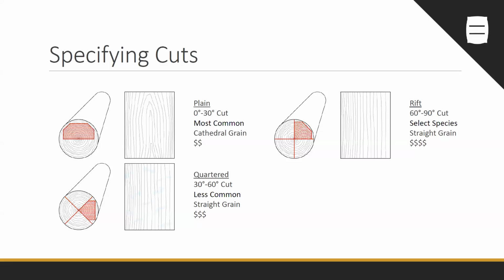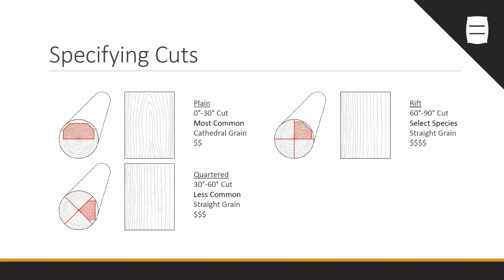Lastly, we have rift sawn on the top right. This is really only important when you're looking at working with oak species. Oak has unique feeding tubes where this may be a consideration. It is very expensive. And what I recommend, if you think you may want rift sawn for your project, please talk to us. Our team is extremely knowledgeable and experienced, and we would love to talk about the project specifics.